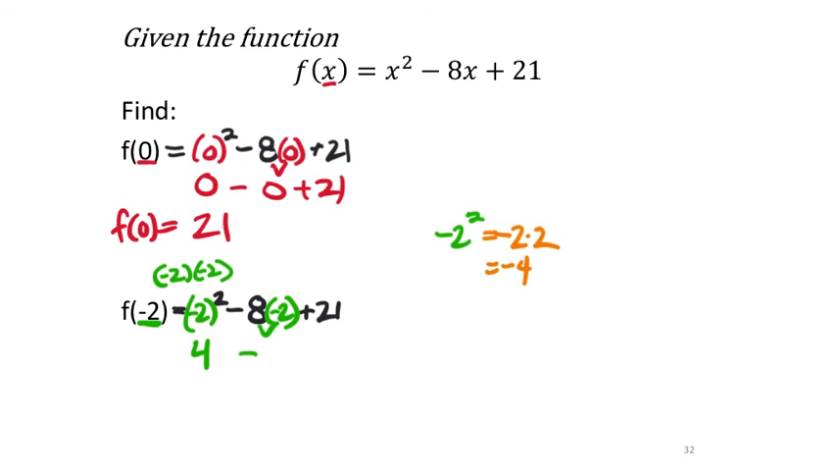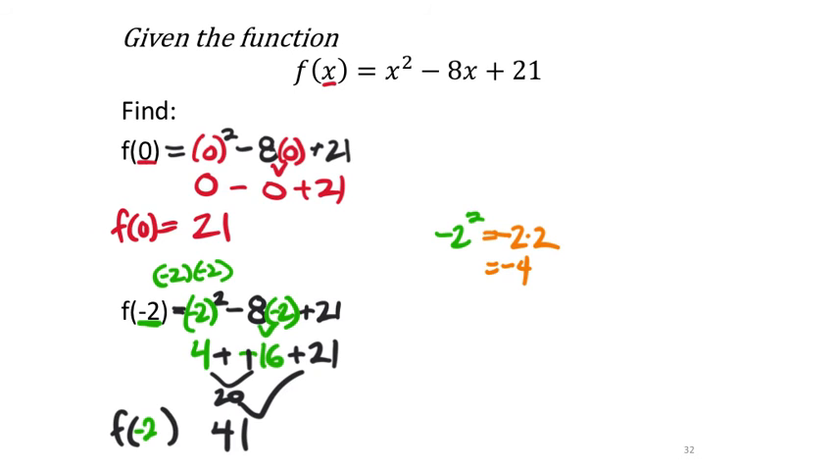8 times negative 2 is negative 16. So minus that negative 16 plus 21. I'm doing it by hand, although you don't have to. In the end, it looks like 4 plus 16 is 20, plus the 21 is 41. So f of negative 2 equals 41 right here. So again, these are ordered pairs, by the way. This would have been 0, 21, and then this one right here is negative 2, 41, all of which you could put on a graph if you had a graph big enough and wanted to.